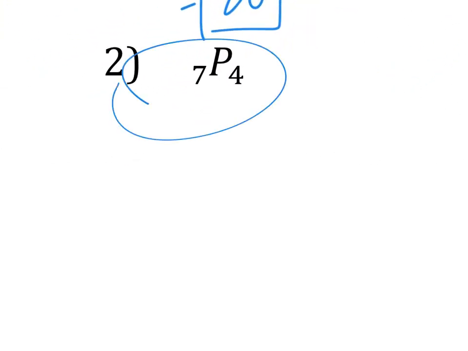Number 2, 7P4. All right, 7P4 is 840. Are you guys good? Easy? Okay, next.